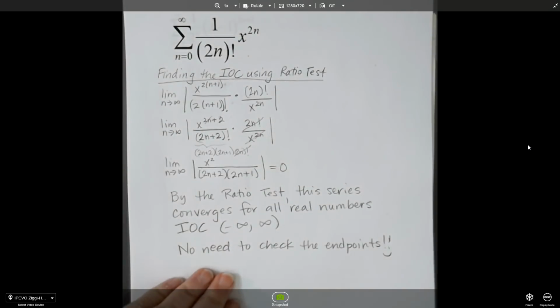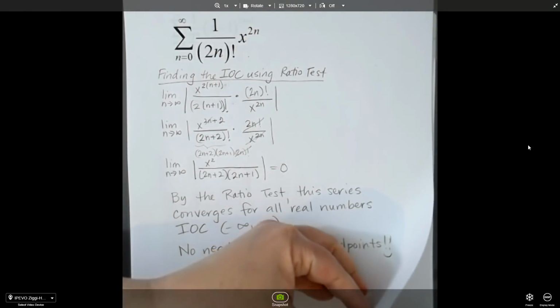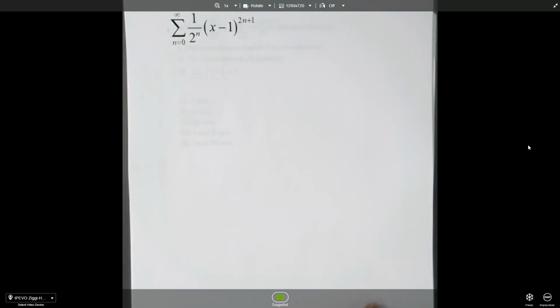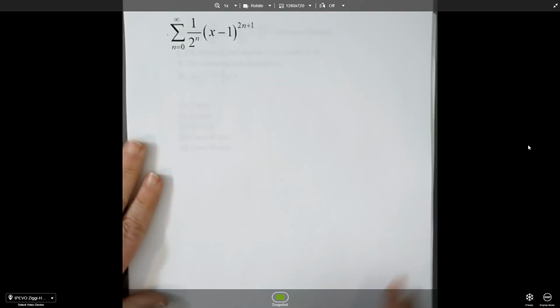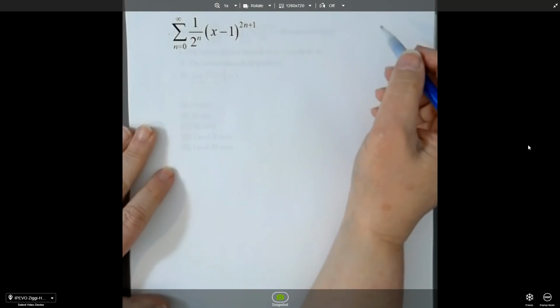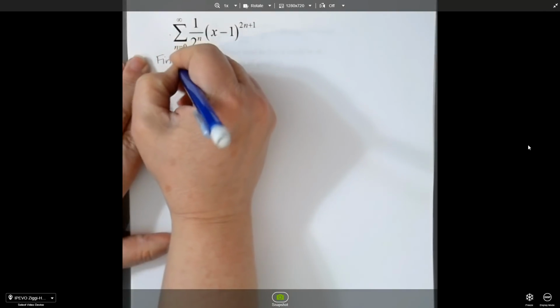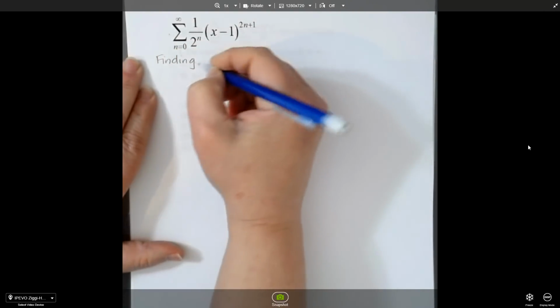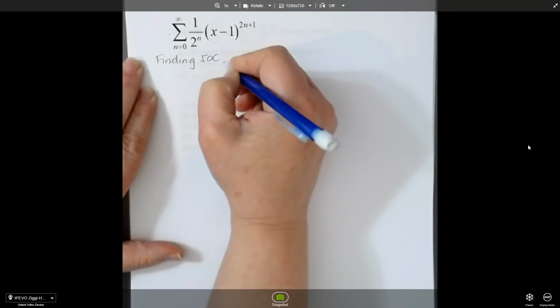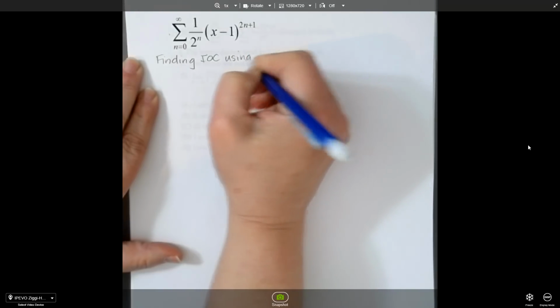All right, moving right along. All right, this one here, we're going to do the same thing. We're going to find the interval of convergence using the ratio test.